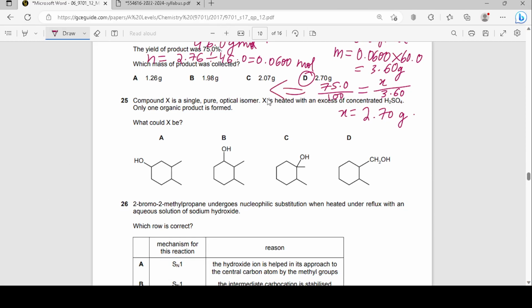I'll just write this over here actually, to make space for the next question. Compound X is a single pure optical isomer, and I think that's a full stop. Yeah, that makes more sense. I was confused for a second.